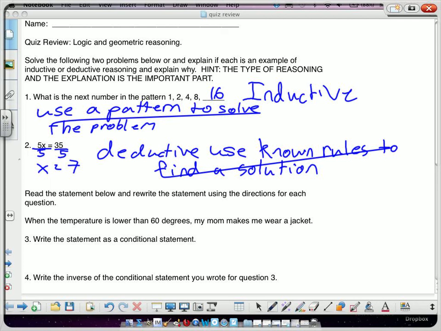All right. We're going to read the statement below and rewrite the statement using directions for each question. When the temperature is lower than 60 degrees, my mom makes me wear a jacket. Okay? Write the statement as a conditional statement. So that's that. If, then. So what are we going to write?